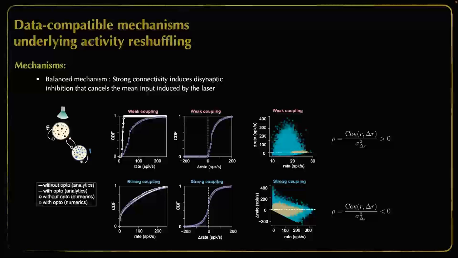Whereas if the connectivity is strong and you have very strong coupling, and in particular very strong disynaptic inhibition, when you hit this, the first thing that is going to happen is this kind of inhibitory combat that is going to cancel a lot of these perturbations. So this is a balanced mechanism. And a typical plot that you get when you do that is that the change in rate is visually negatively correlated with the baseline rate. This intuition is what happens: if the firing rate is small, you have increases in activity. If it's large, you will have a lot of suppression.